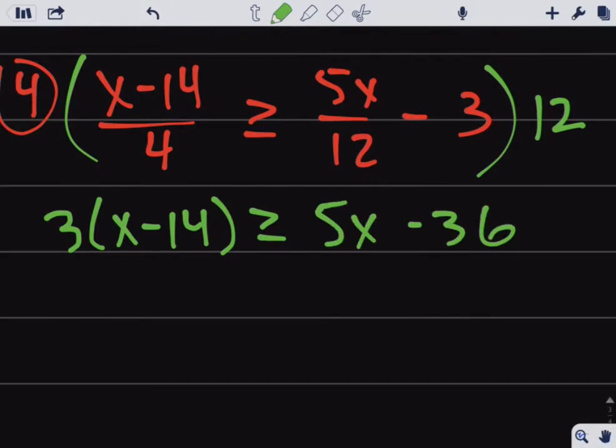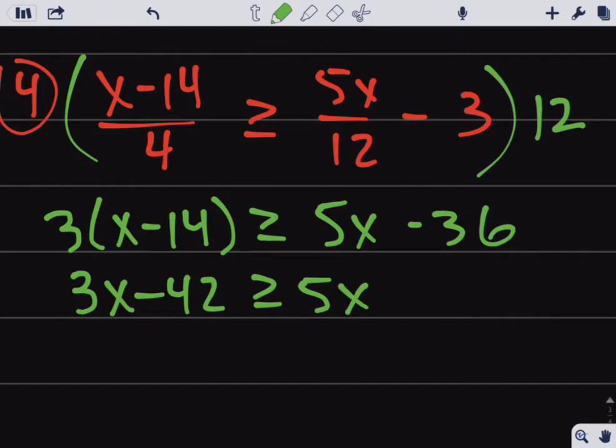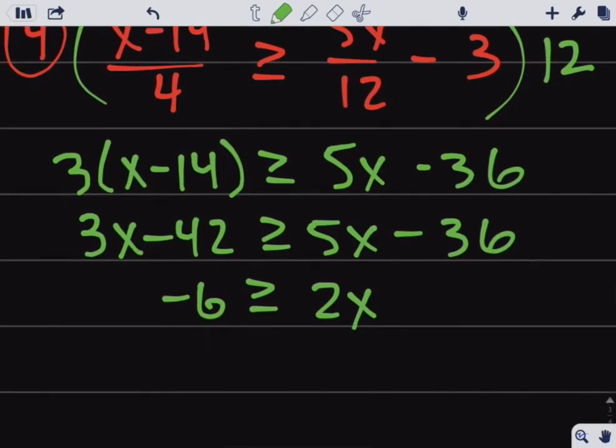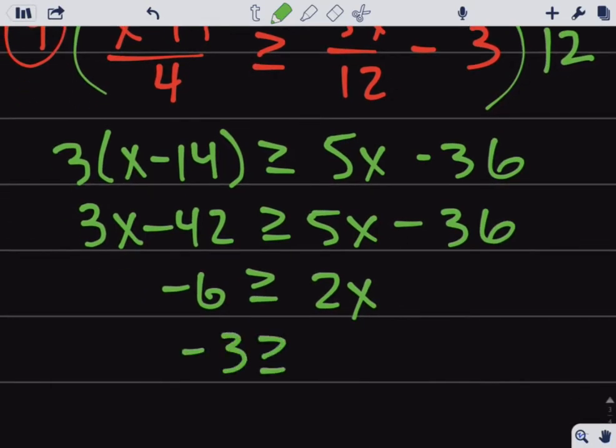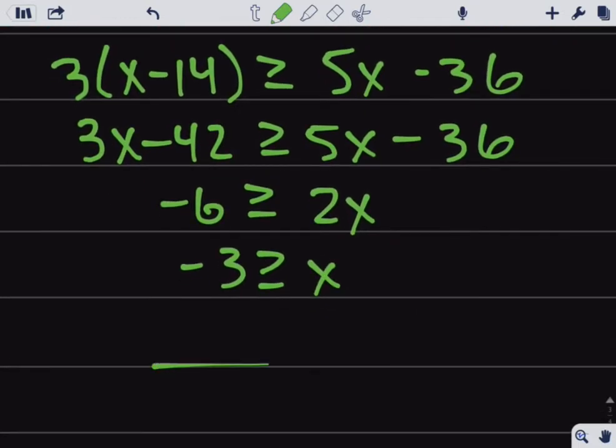And so I get 5x minus 36. Distribute on the left side, minus 42. 5x minus 36. So I distribute here and I get that. Now I'm going to start dealing with 3x. I'm going to move over here. That's subtracting it. I get 2x. Negative 36, I'm going to move over here, means I'm adding 36, which means I get negative 6. That's still that way. And I divide by the 2 and I get negative 3 is greater than or equal to x.